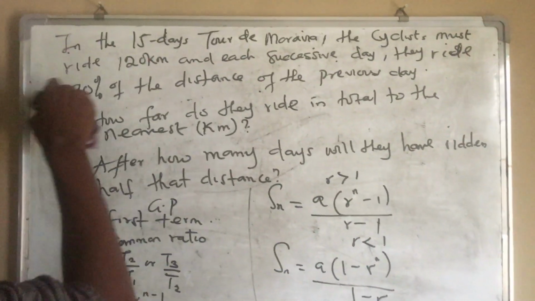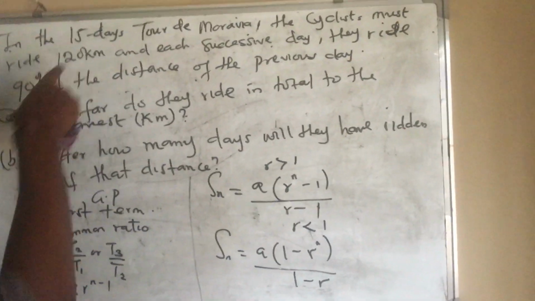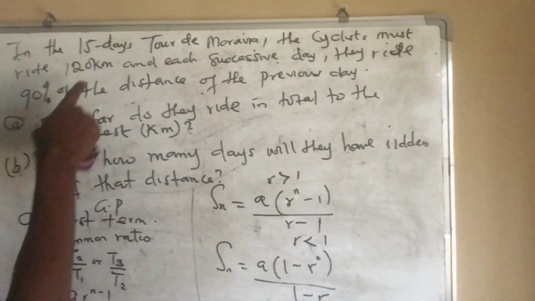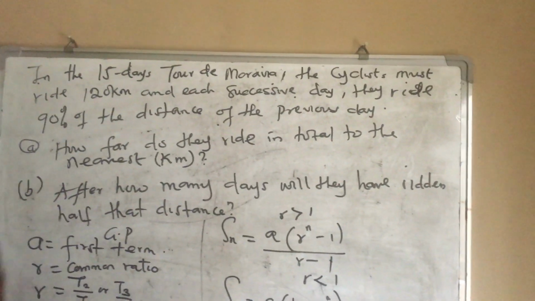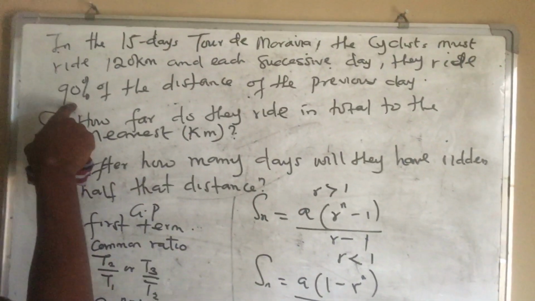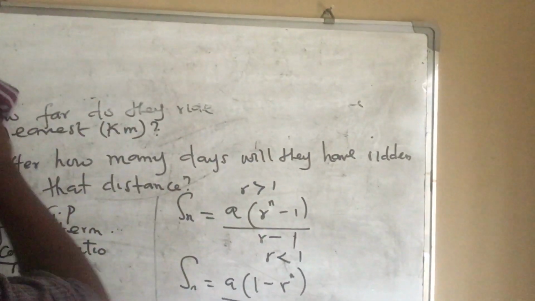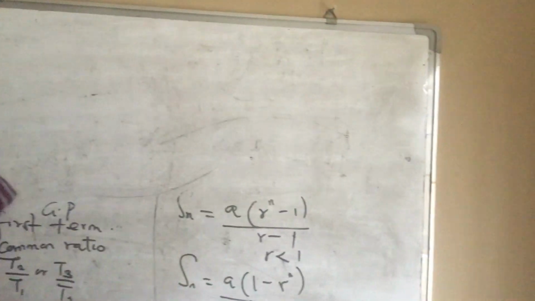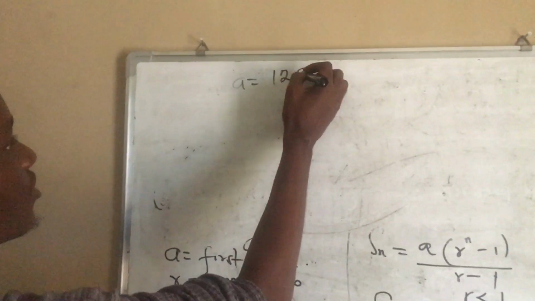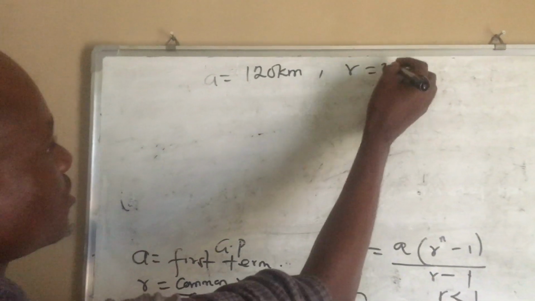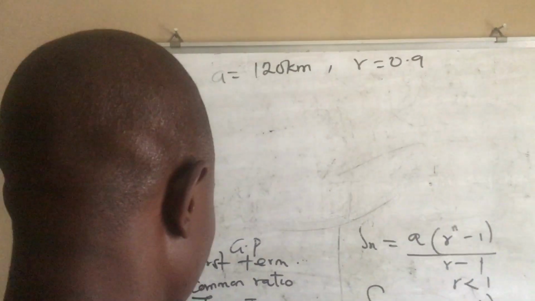Now, the cyclist on the first day, which is the first term, rides 120. So that means our first term A is 120 kilometers. And our common ratio will be what? The 90%, we convert it to decimal, and that will be 0.9. So by having that understanding, we know that our A is equal to 120 kilometers and our R is equal to 0.9.